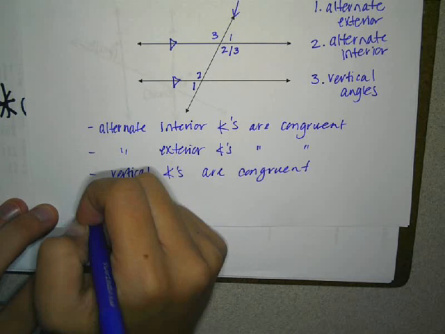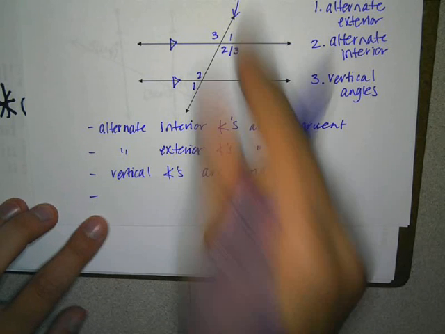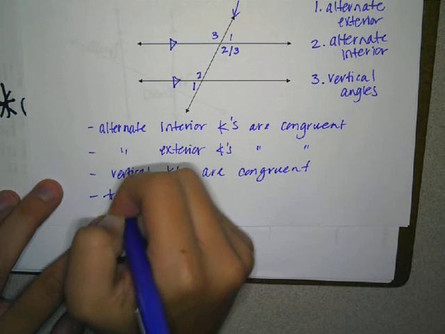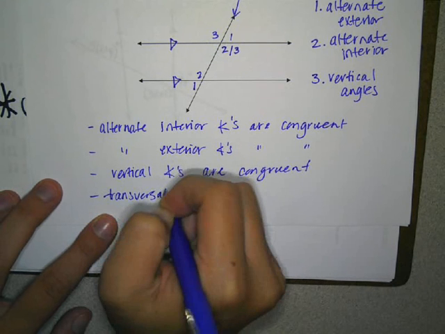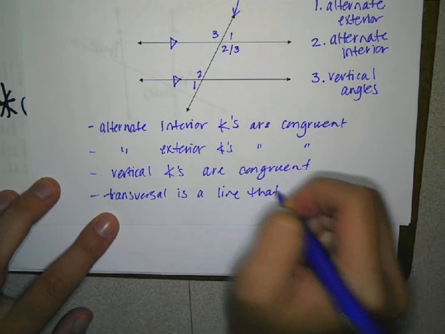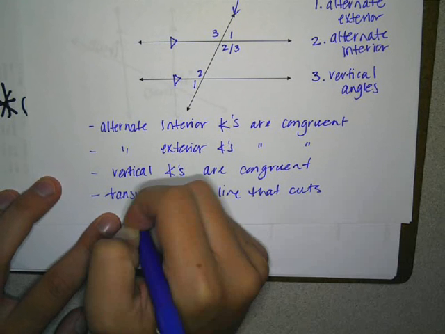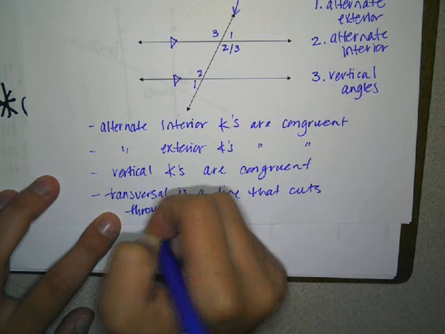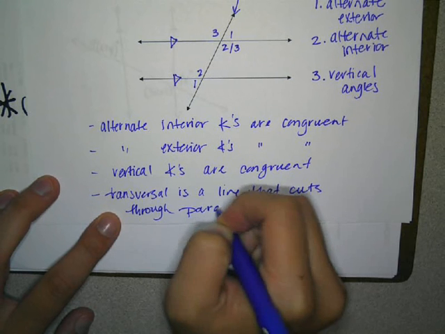And probably should define what transversal is. Transversal is a line that cuts through parallel lines.